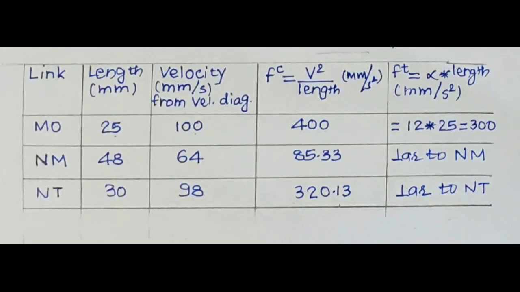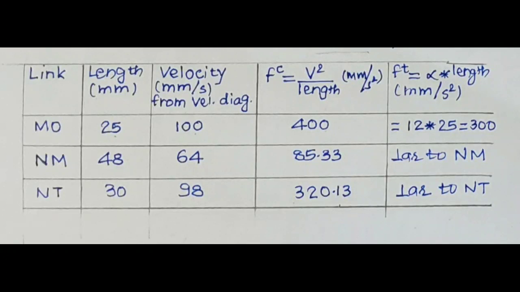Alpha is angular acceleration and length of link is nothing but r. Unit is mm per second square. For link MO, length is 25 mm and velocity we have calculated from the given angular velocity of input link. It is 100 mm per second.